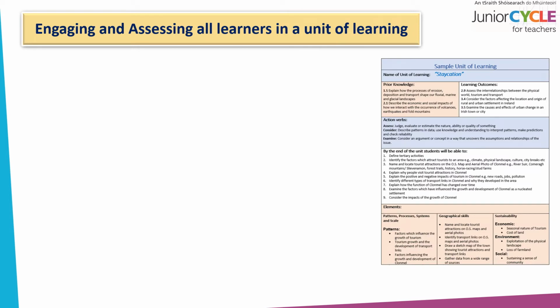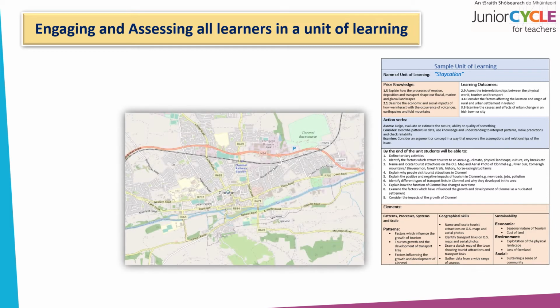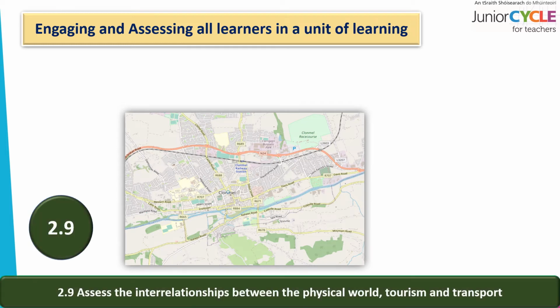For our sample unit of learning Staycation, we will look at different resources and activities that could be used to engage and assess the learning outcomes of both Level 3 and Level 2 at the same time. We will begin by using a map of the area of Clonmel and look at Learning Outcome 2.9, which requires students to assess the interrelationships between the physical world, tourism and transport.